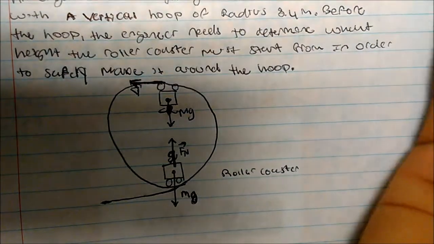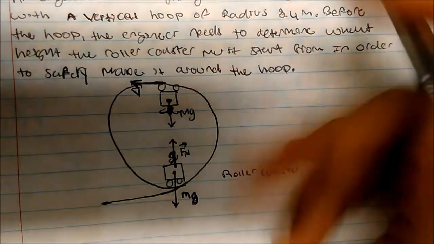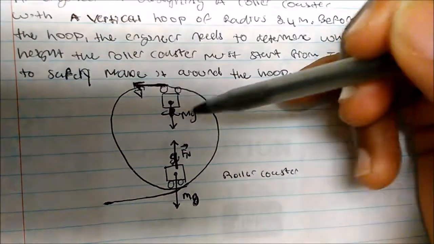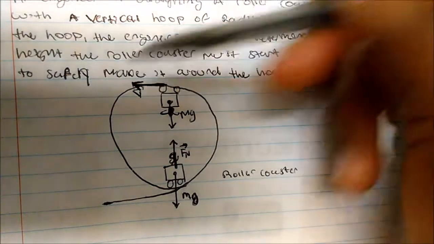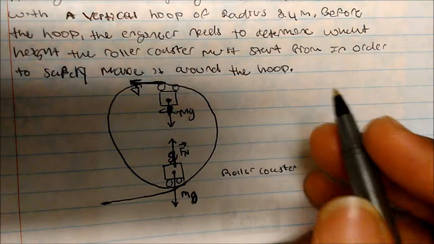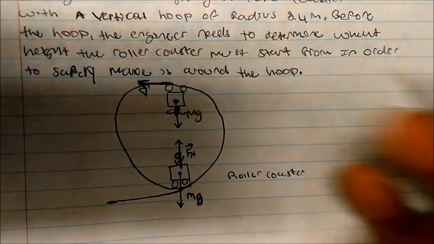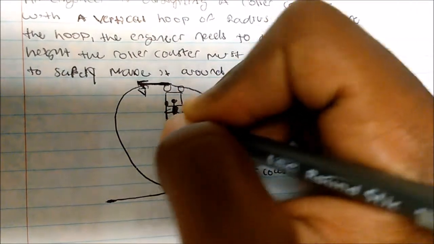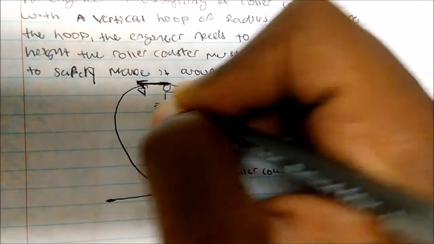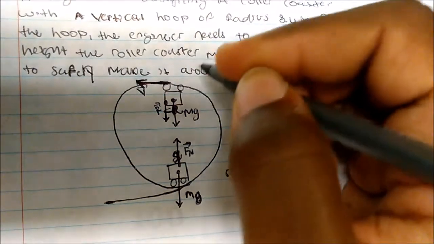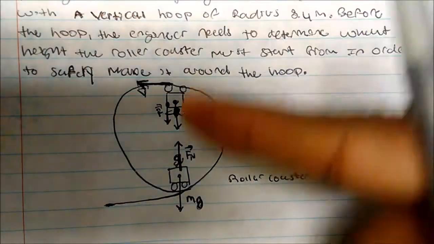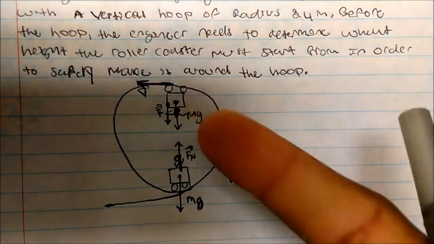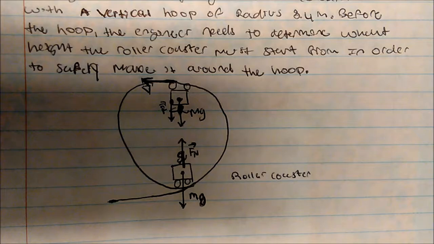And why did I tell you that? Because that tells me that my cart at the top wants to fly off the roller coaster, going straight across, tangential to the circle. And so in order for that not to happen, my normal force will be pulling down. It's the normal force pulling down that keeps the cart from flying off. That is a very important point to make.